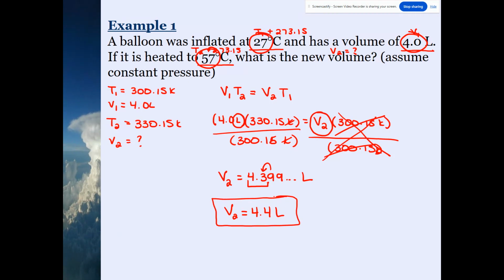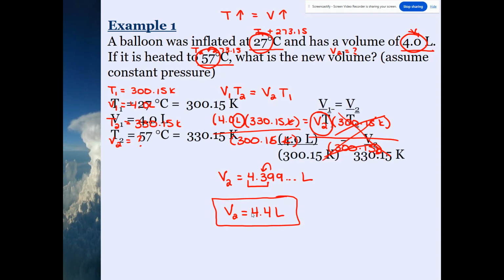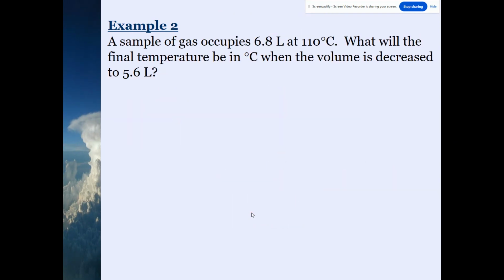Now again, let's check, does this make sense? My temperature went up, so that means my volume should have gone up. It started at 4 and it went up to 4.4. So a good sign that we've done the calculation properly. Okay? So that was example 1. Let's look at another example.